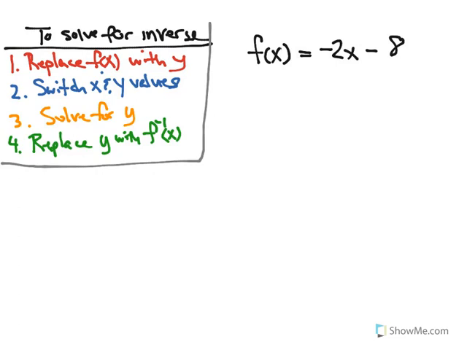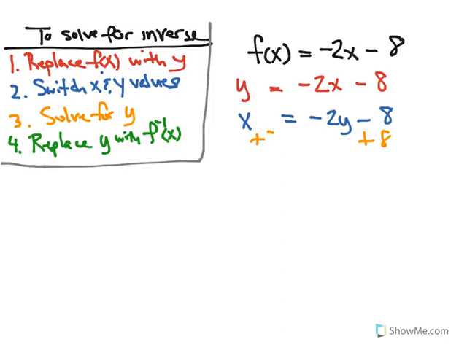Now, to solve for the inverse, here's what we're going to do. First thing I'm going to do is replace f of x with y. So this ends up being now y equals negative 2x minus 8. Second thing I do is I'm going to switch the x and y values. So this now becomes x equals negative 2y minus 8. And now I solve this for y using step 3. So I'm going to add 8 to both sides. And when I do that, I get x plus 8 equals negative 2y.